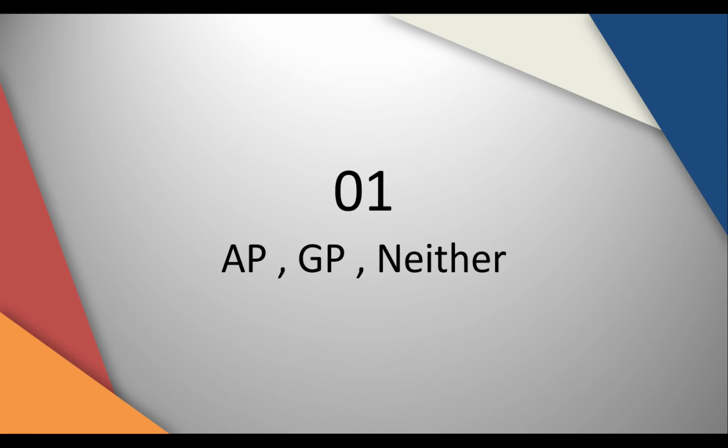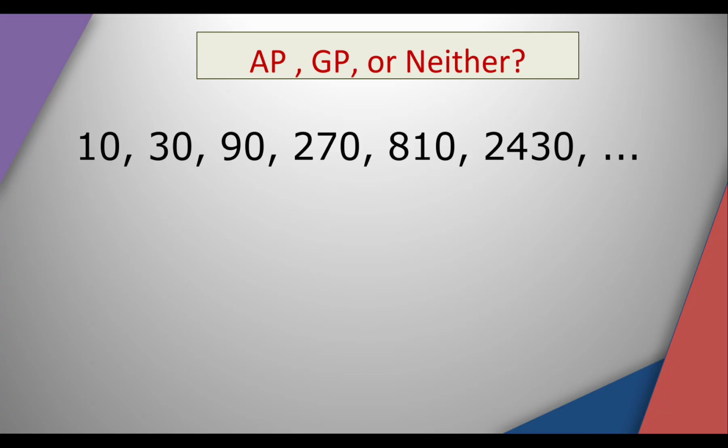Let's have an exercise. Determine whether the given sequence is an AP, meaning to say arithmetic progression, arithmetic sequence, geometric progression, GP, or geometric sequence. And you have another choice, which is neither of the two. Considering your 10, 30, 90, 270, 810, 2430, and so on. Is this an AP, a GP, or neither?